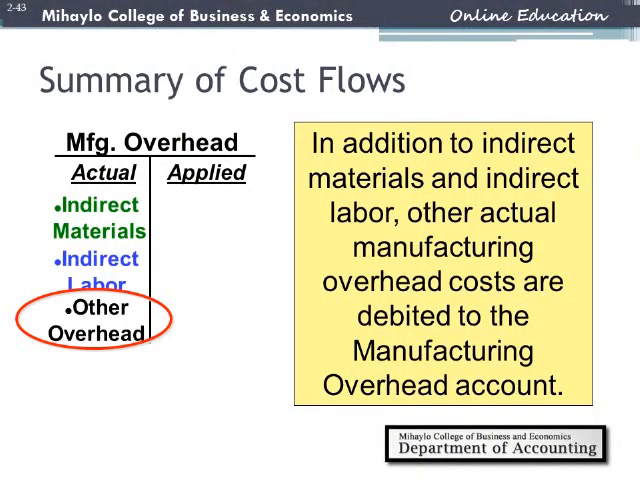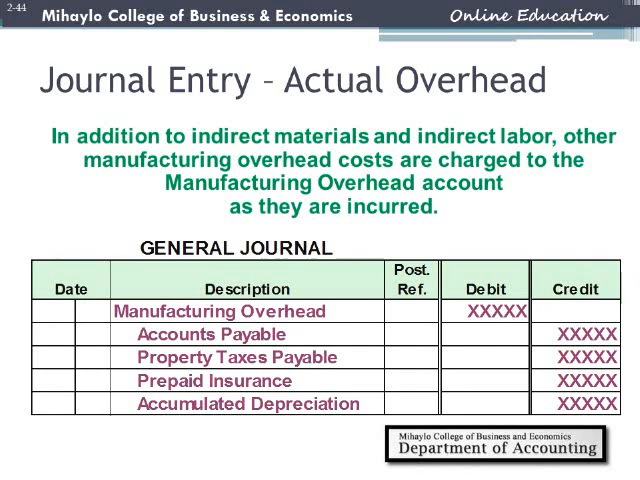Other actual manufacturing overhead costs are debited to manufacturing overhead. The credit side of the entry is the various liability accounts, for example, accounts payable and property taxes payable, prepaid asset accounts, for example, prepaid insurance, and contra asset accounts, for example, accumulated depreciation. This journal entry represents the accumulation of other actual overhead amounts, like property taxes on the manufacturing plant, insurance on the plant structure, and depreciation of manufacturing assets. Manufacturing overhead is debited and various other accounts are credited, as shown.